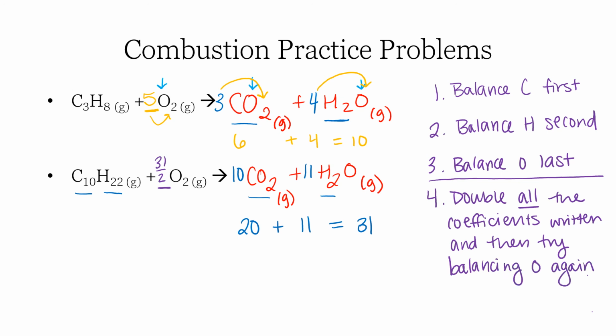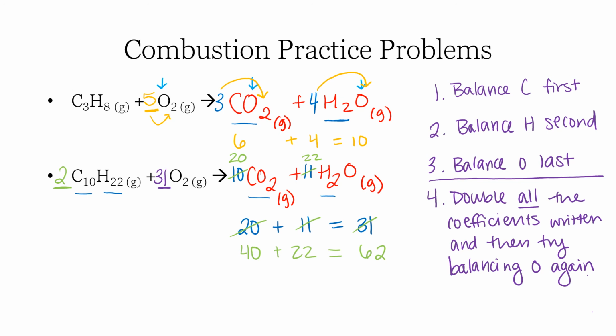So if we go through and double all of our coefficients, remember in front of the hydrocarbon right now there's a 1, so I'm going to put a 2 there because I'm going to double it. I'm going to double 10 to 20 and 11 to 22. So that's then going to change my oxygen count on the product side. Now I'm going to have 40 oxygens from the carbon dioxide plus 22 oxygens from the water, which gives me a total of 62 oxygens on the product side. So when I think about what number is going to go in front of the oxygen to give me 62, that number is now going to be 31.